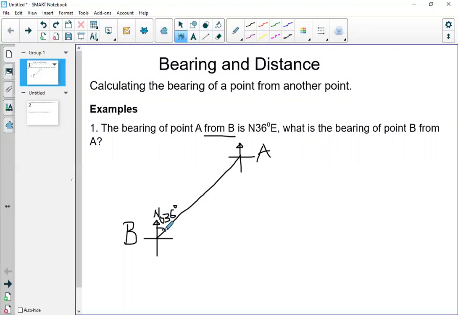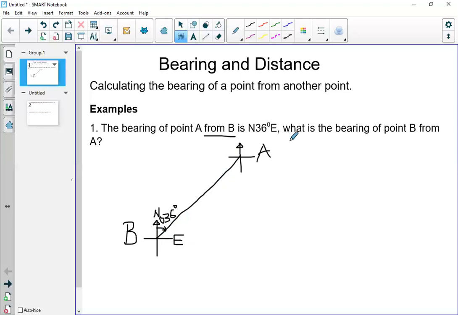Don't forget that we move in a clockwise direction from the North Pole of B to the line joining A. So that is the angle, 36 degrees. So I've been able to represent this statement on a diagram. The bearing of A from B is north 36 degrees east. So this is the northeast region of point B. So what it simply means is that when you're looking at point A from B, you see it at an angle of 36 degrees between the north and the eastern region of B.